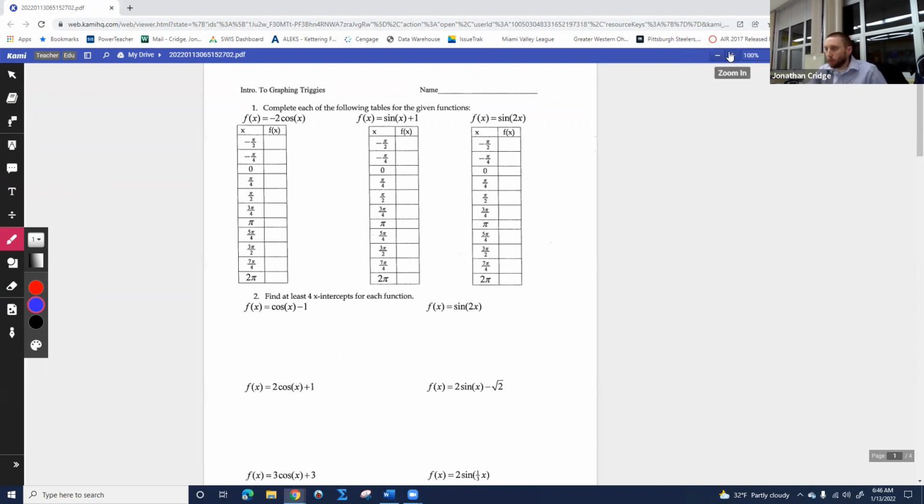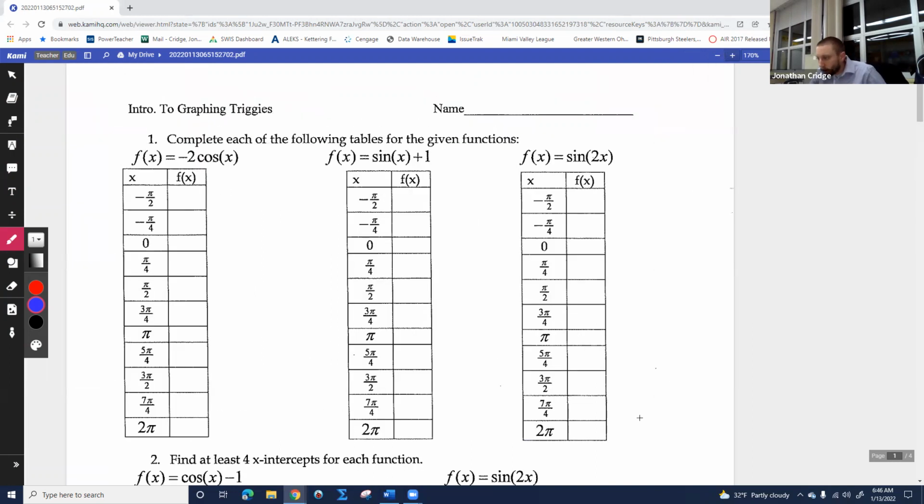So on this first one here, all you got to do is just fill out the table here. So really, this is just kind of testing to see, do you know your unit circle values, right? So I'm going to take the angles, plug them into my sine or cosine, and then at the end, I'll multiply by -2. So cosine of -pi/2. So cosine of -pi/2 is 0.